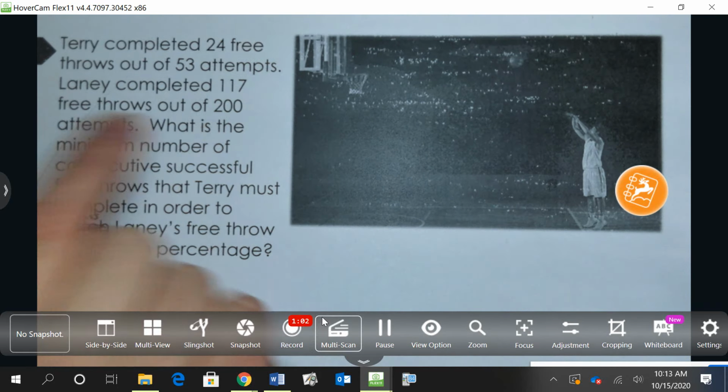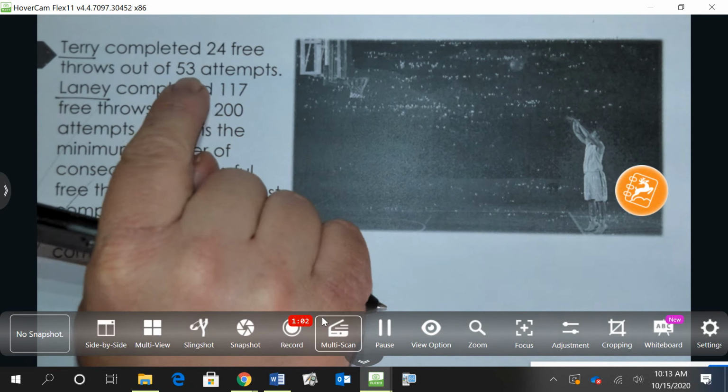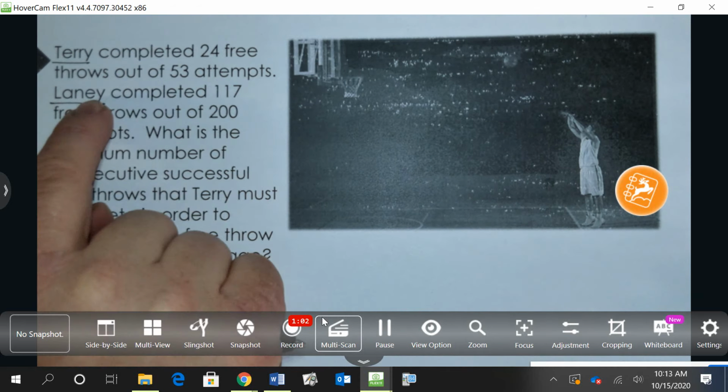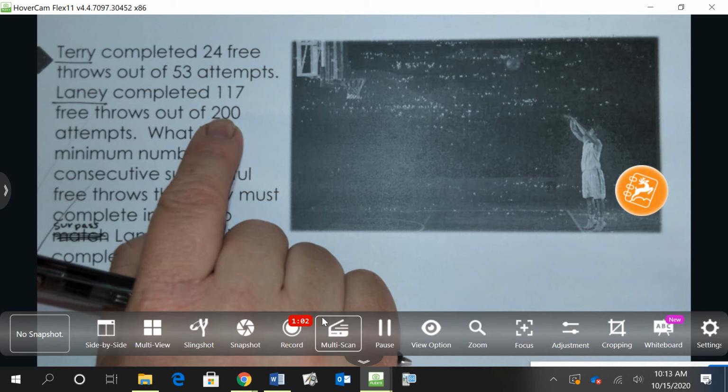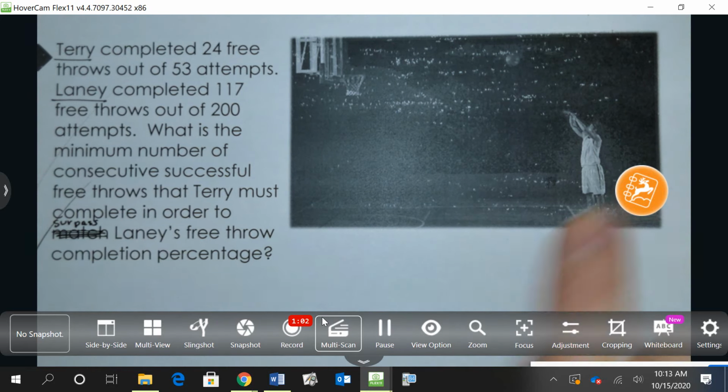So this particular problem is talking about two individuals, Terry and Lainey. Now, if you are starting to fall asleep, wake up, because this is going to be set up differently than the last several problems that we've been doing. Terry has shot 53 free throws in a row, and he's made 24. Now, Lainey has been shooting a little bit longer. She came into the gym to practice a little bit longer. She's already shot 200 free throws, and she's recorded that she has made 117 of those. That does not mean 117 in a row. It just means out of the 200, she has made 117 while she stood at the line and shot.